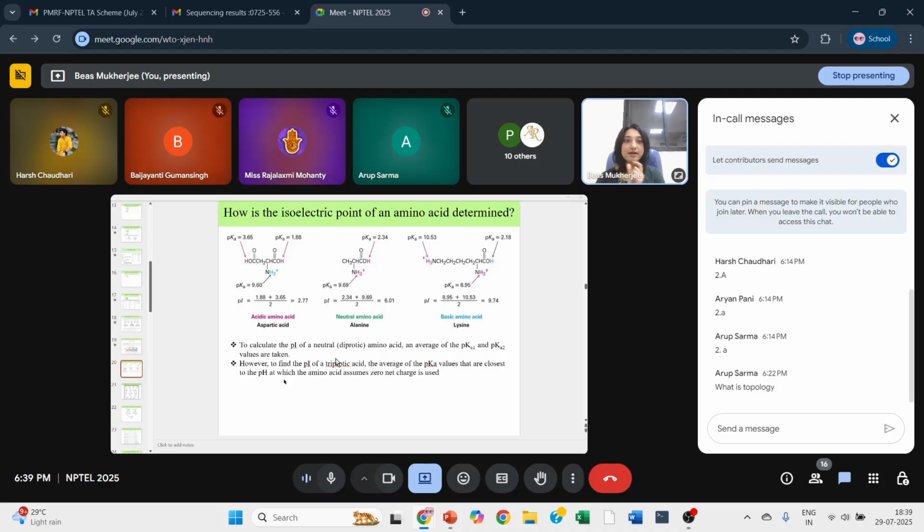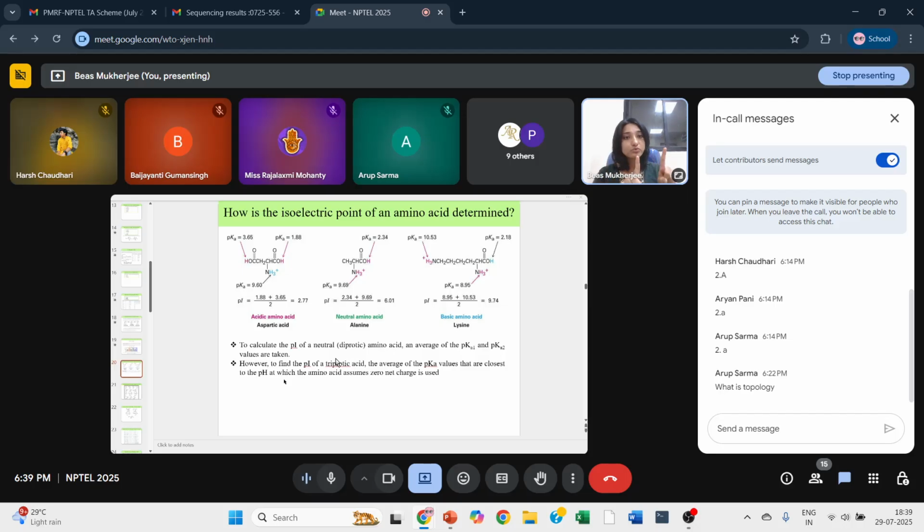So see here the pH values go this way. +1 initially. At pH 1.88 it becomes, no sorry, it becomes I think 0. Then it goes -1 and then it becomes -2, right? So +1, 0, -1, -2, that is how the charge changes across the different pKa values.